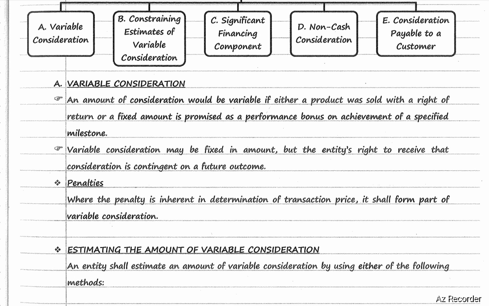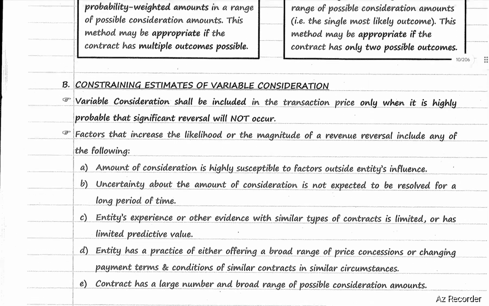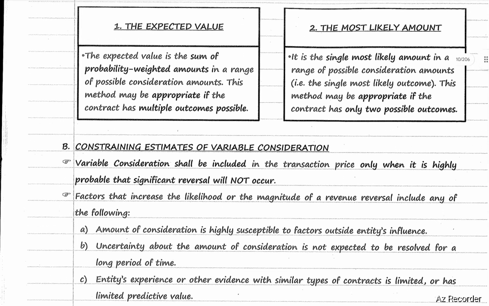How to estimate the amount of variable consideration? An entity shall estimate the amount of variable consideration by using any of the following methods. There are two methods. First one, the expected value method. Second one, the most likely amount method. Expected value method is used when multiple outcomes are possible. Most likely amount method is used when there are only two possible outcomes.